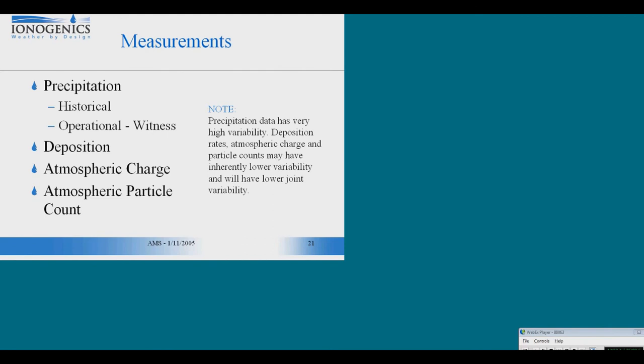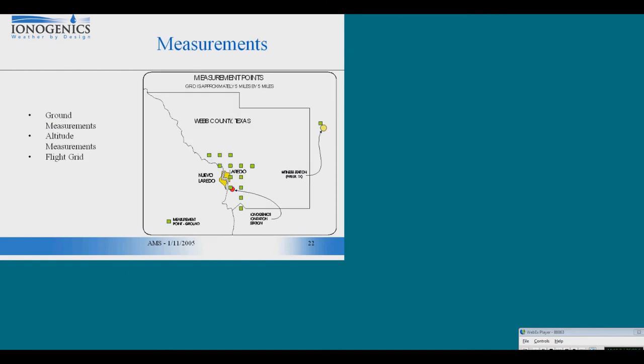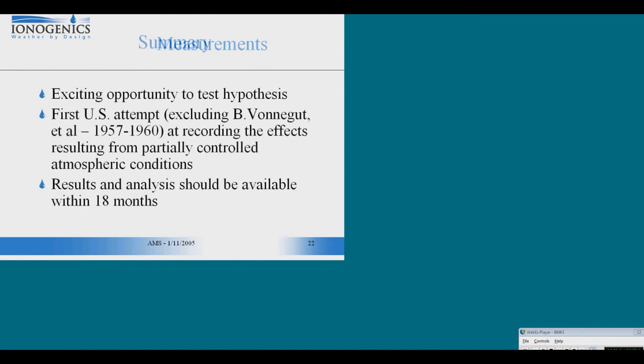But since precipitation data has such a high variability, we're also going to be measuring particle deposition, and we're going to be measuring atmospheric charge and atmospheric particle counts. And these are going to be particles that are CCN and beyond, 100 nanometers and larger. And we're going to be doing so on a ground grid that is specified over there, approximately. But we're also going to be measuring at different altitudes. And we're going to actually take a plane and have the plane do a flight grid at different altitudes to see if we can determine the volume of operation or the volume of influence of the station. So it's an exciting opportunity. Measurements like this were only made once before, and that was by Vonnegut in the late 50s. We'll have the opportunity to make these measurements, and we should have results and analysis within 18 months.